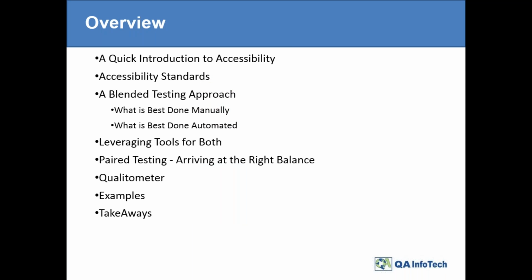We'll be giving you a quick introduction to accessibility and worldwide accessibility standards. Then we will be discussing the ideal testing approach. We will also discuss the web accessibility evaluation tools and their pitfalls. Then comes the unique pair testing approach that we follow. I will also provide you the highlights of our internal checklist, the qualitometer, followed by the examples to highlight the importance of both the methodologies, and finally, the key takeaways.